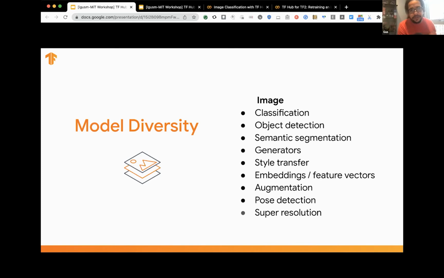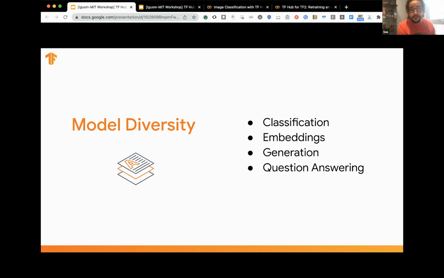For example, for image, you can find models for all kinds of image tasks, for example, classification, object detection, style transfer, super resolution, all of those. Not only for image, we also have models for text. And if we have enough time, I'm going to go specifically over text and explain some more details about it. There are some specific aspects of text that I would like to share with you. Hope we have enough time.